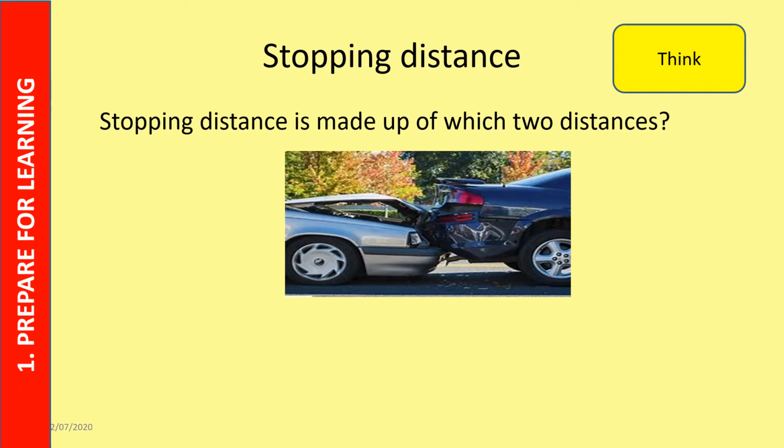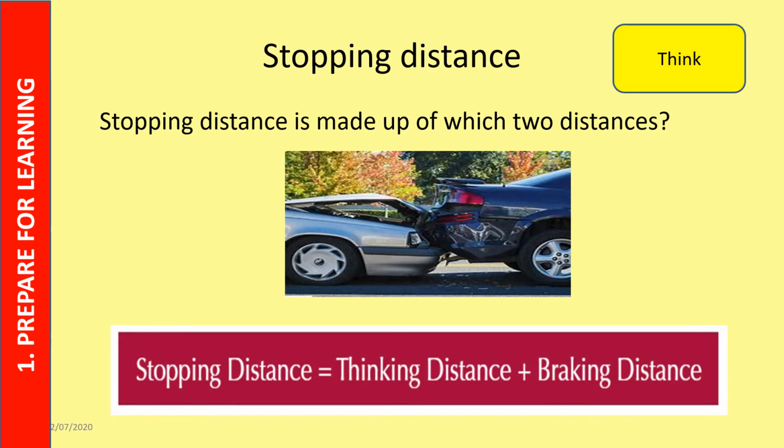Hopefully, from the last lesson, you'll remember that the stopping distance of a vehicle is made up of two distances. Stop the recording here and see if you can remember what they are. Hopefully you'll have remembered that the stopping distance is made up of the thinking distance plus the braking distance.